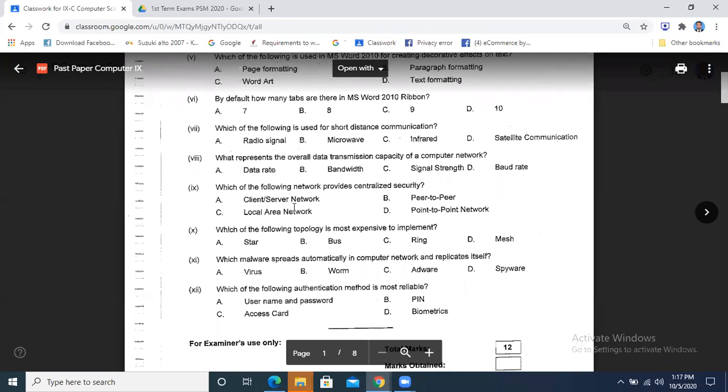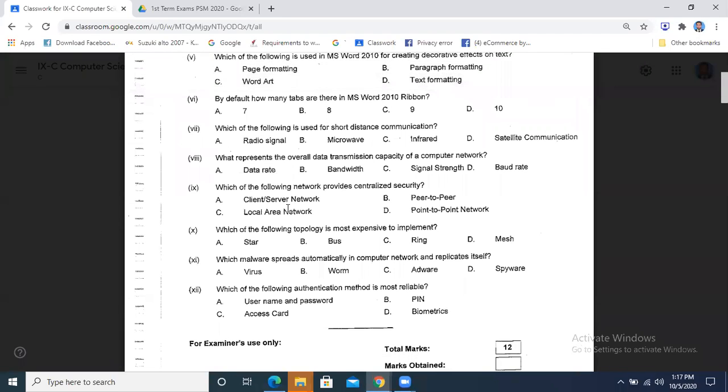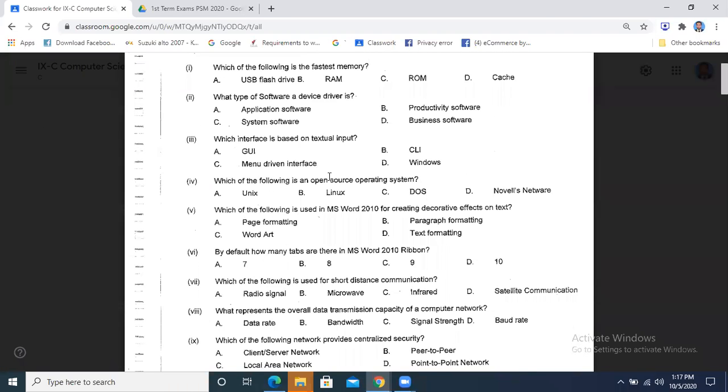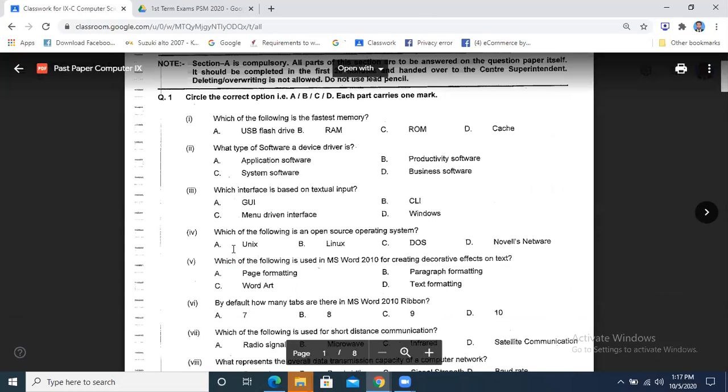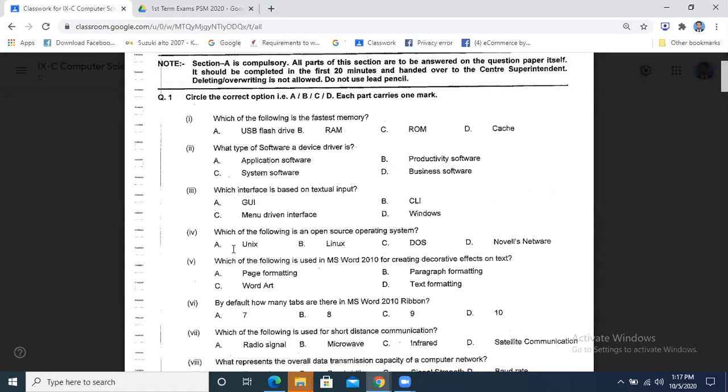Although I consider for this paper that you have got, you can see that this is a model paper of your board exams. So 12 MCQs are there, 20 minutes are, I think, more than enough. So you need to be very careful. You don't need to hurry to mention the answer. Carefully read the question and then mention the answer.